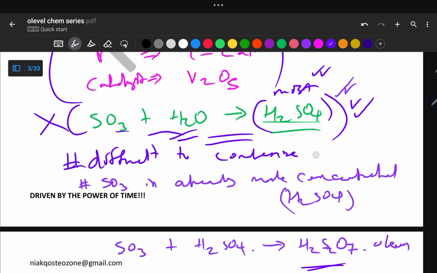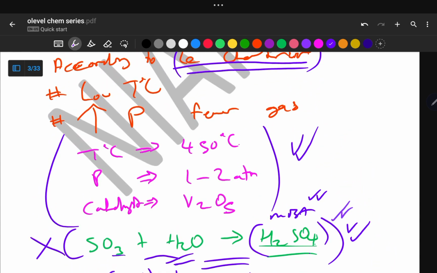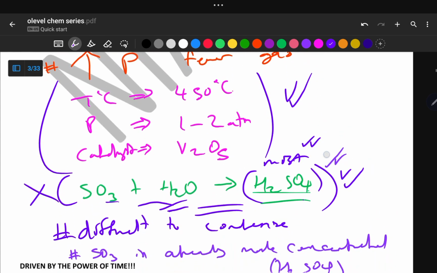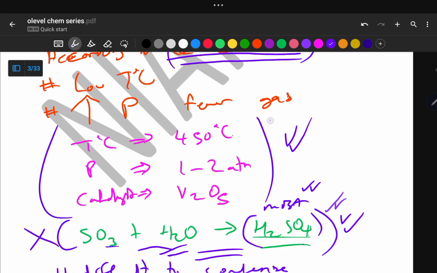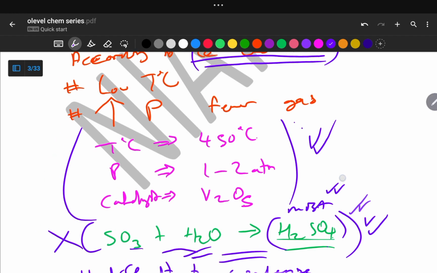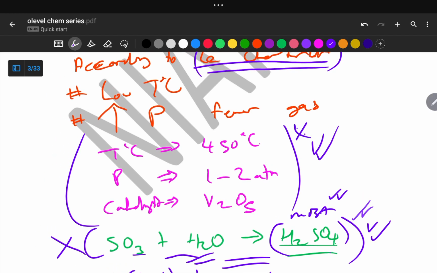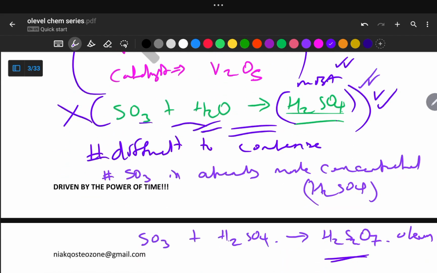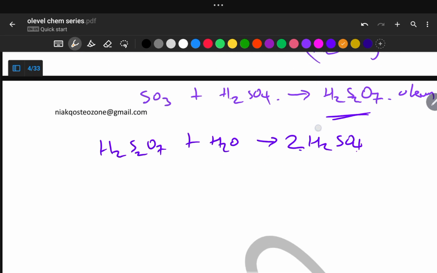So this is the overview of the contact process. Are we together? You must know the equations, and you must be able to explain with respect to Le Chatelier's principle why we are using these conditions. And then we can now discuss the uses of sulfuric acid.